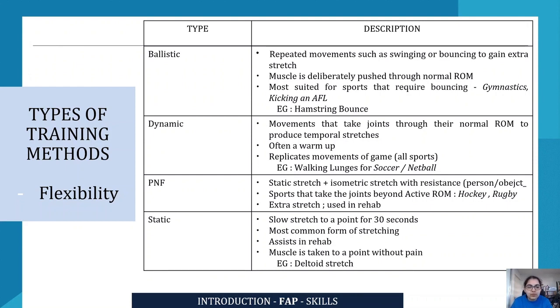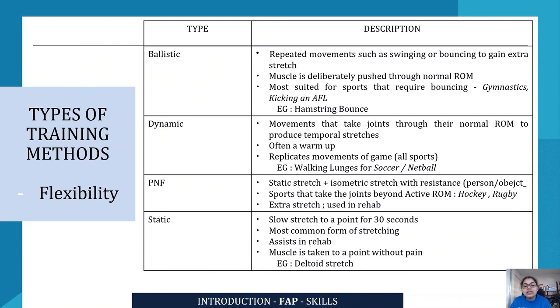PNF, this is where we're doing static stretching and also isometric stretch with resistance. We can do it with another person or use an object, for example a resistance band, or maybe a physical object like a training bag. This is used in sports that take the joints beyond the active range of motion, like hockey and rugby, and we're also focusing on extra stretch. And this is used in rehab. So after an injury, you could be using PNF stretching as a way to recover.